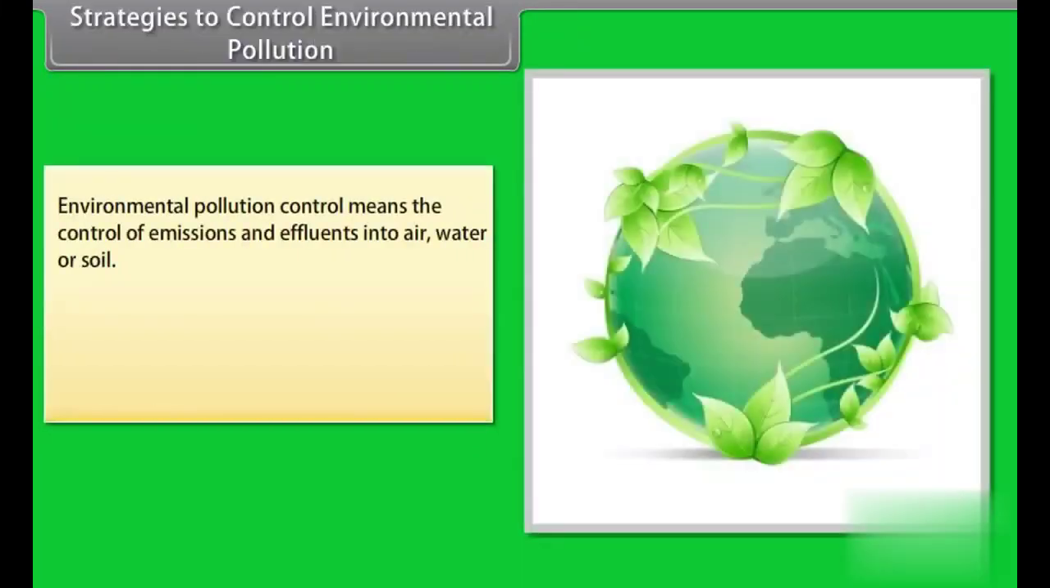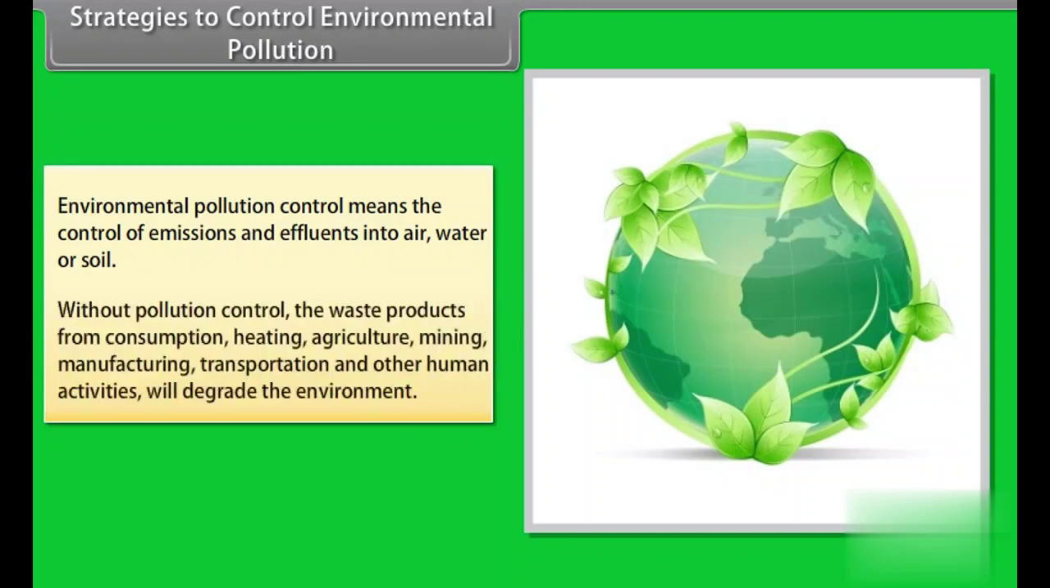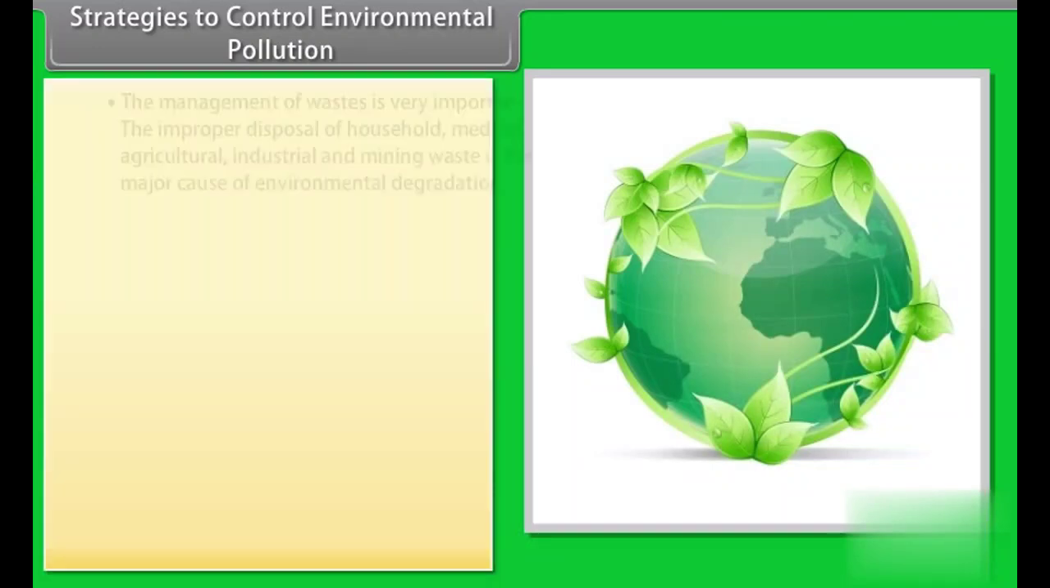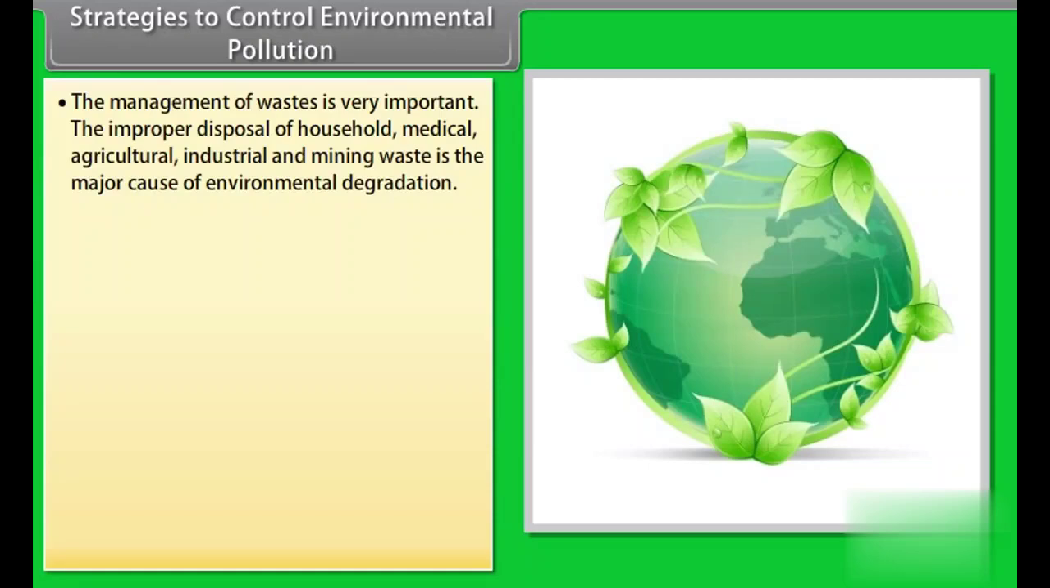Strategies to control environmental pollution. Environmental pollution control means the control of emissions and effluents into air, water or soil. Without pollution control, the waste products from consumption, heating, agriculture, mining, manufacturing, transportation and other human activities will degrade the environment. The management of waste is very important. The improper disposal of household, medical, agricultural, industrial and mining waste is the major cause of environmental degradation.